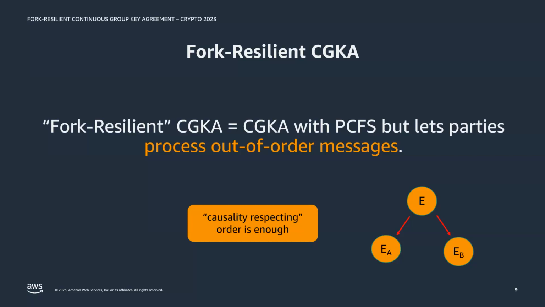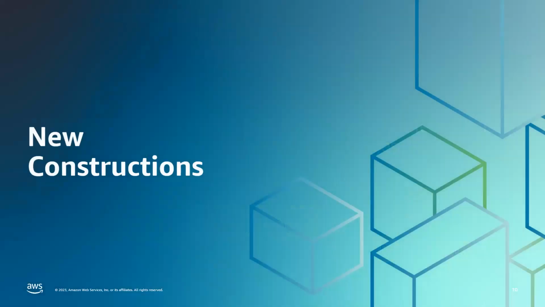So, okay, you'll get the guarantee you will never see an epoch before you've seen all of its predecessor epochs. In this case, maybe you'll see EA first, maybe you see EAB first, but you'll never see EA before you see E. Okay? So what we want is a CGK that lets you process messages in any causality respecting order. That's our goal. All right, fortunately, there are positive results, and we have some constructions.